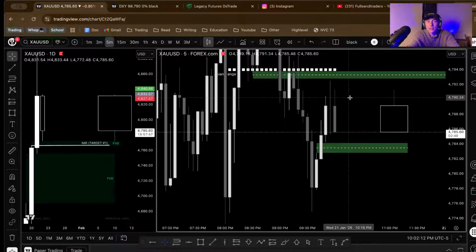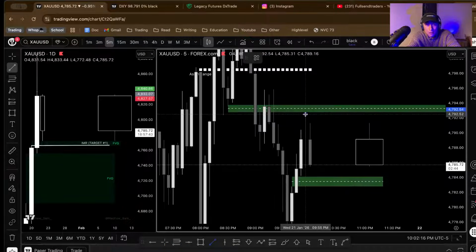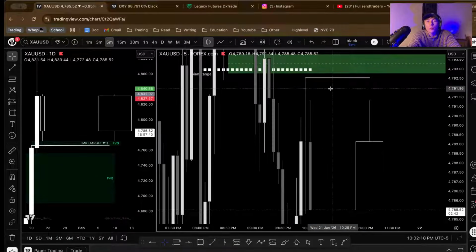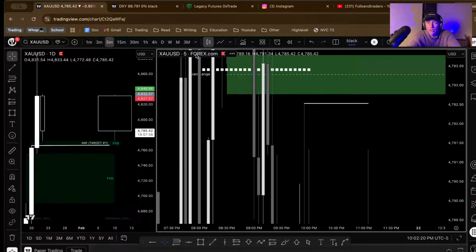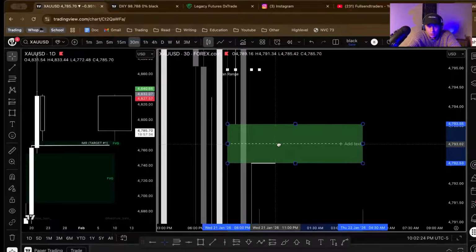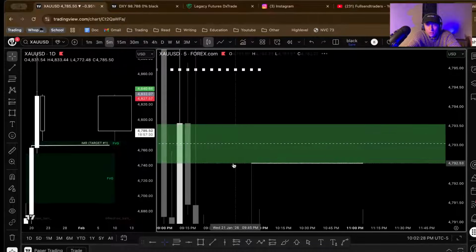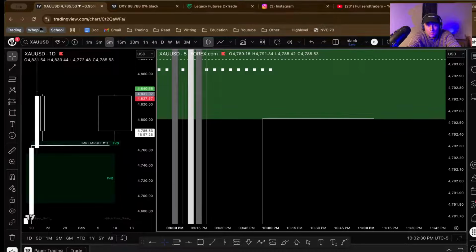Mark out the highs. Identify what it barely missed. Take a look at this high right here. Slightly, if it went 2 pips higher, it would have tapped into that 30-minute gap. This is the kind of stuff that I pay attention to, right? That high right there. 30-minute gap, and if you scale down, you can see that we literally missed it by a tick.